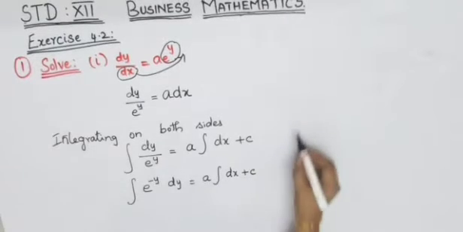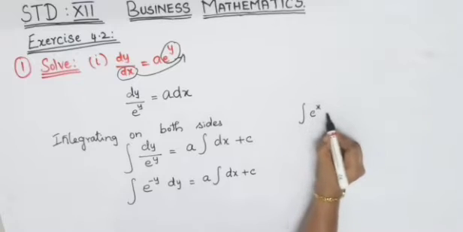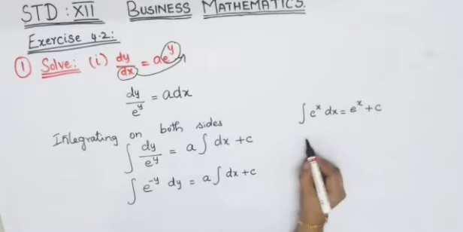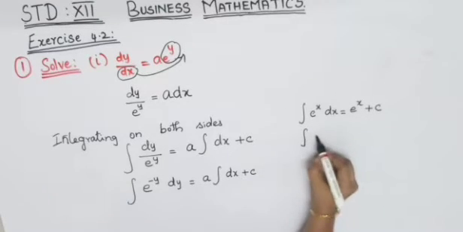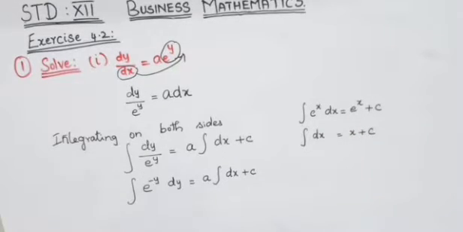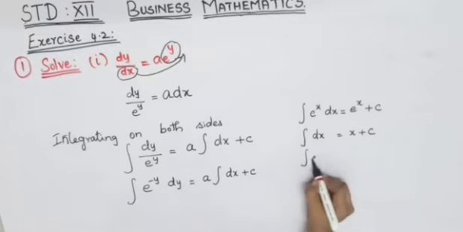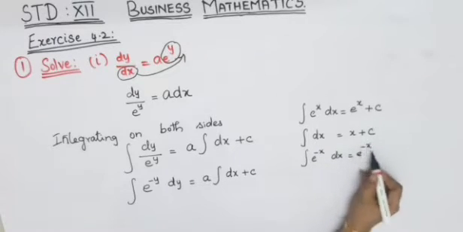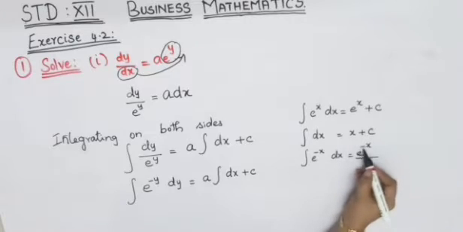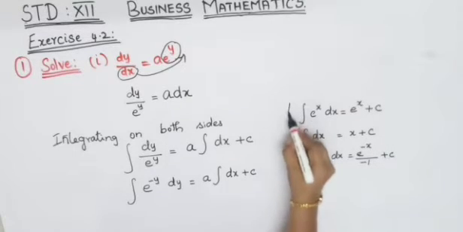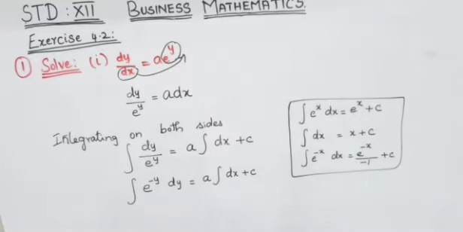Now your integral formula is: the integral of e power x into dx is equal to e power x itself plus c. The integral of dx we have got: the integral of dx is equal to x plus c. This is your formula for integration. But what we have got is e power minus y. So for the integral of e power minus x, e power minus x will be there as it is. Since we are integrating with the power minus x, you will have to write minus 1, then plus c. So we will use these formulas and then solve the question.